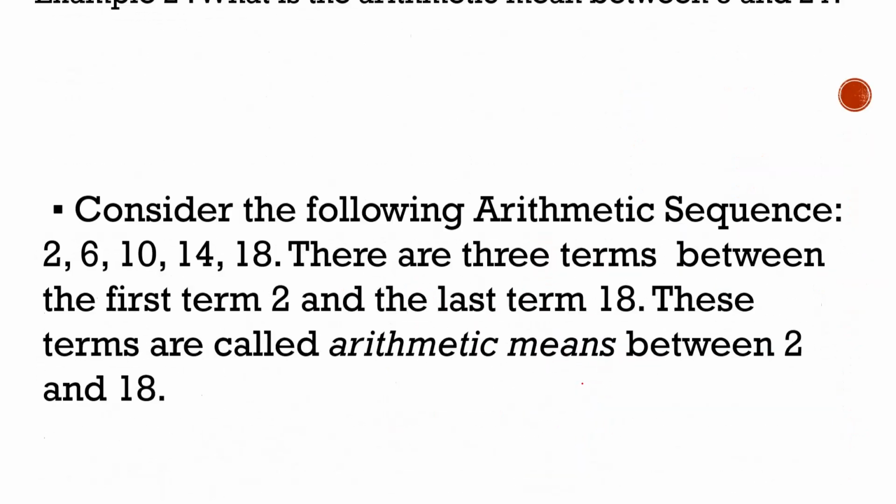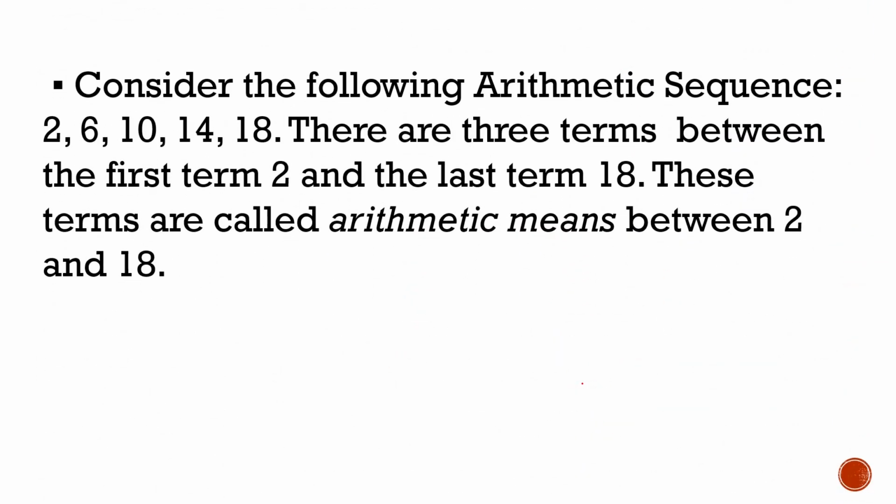So, consider the following arithmetic sequence: 2, 6, 10, 14, and 18. Now, there are three terms between the first and the last term, that's 2 and 18 respectively. And these terms are also called arithmetic means between 2 and 18. So 6, 10, and 14, we call them arithmetic means also.